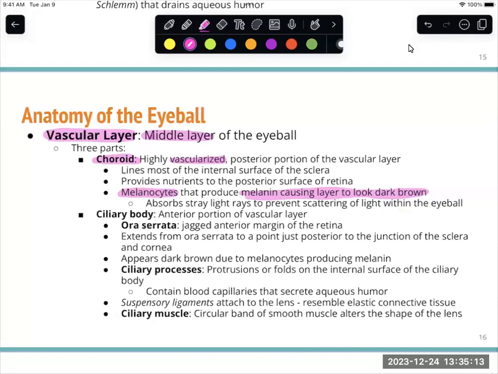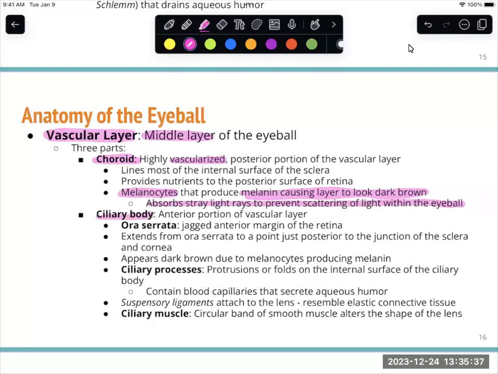What this choroid does is this melanin, as we talked about in the skin, absorbs light. Well, it's going to absorb light rays. So it's preventing damage to other cells from light by absorbing those light rays.